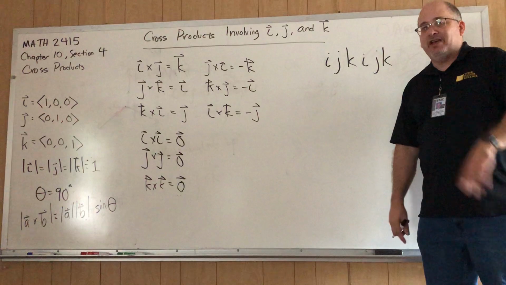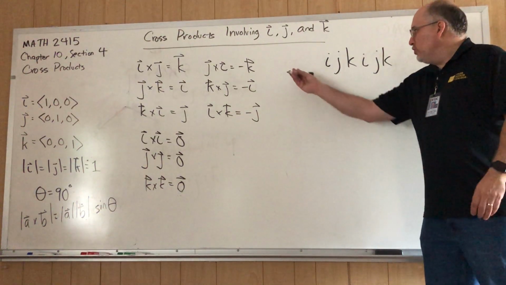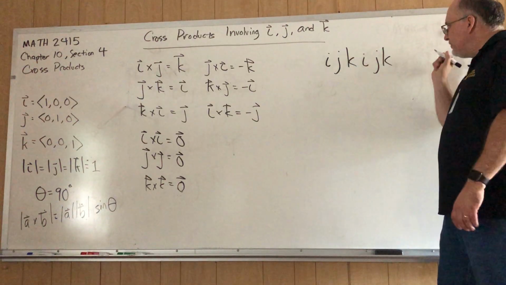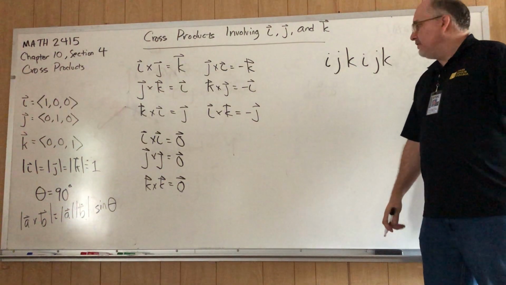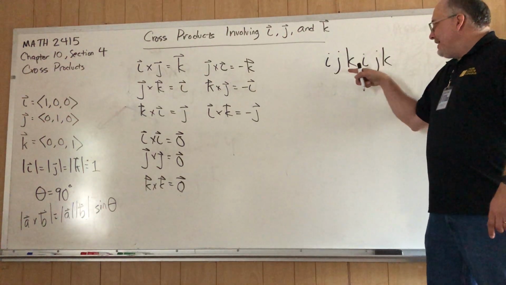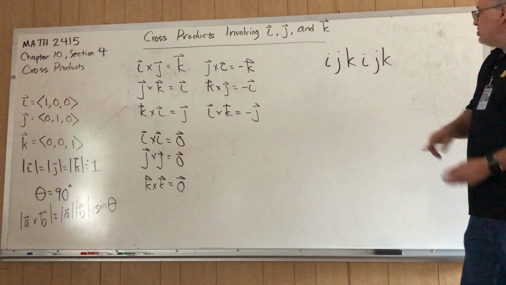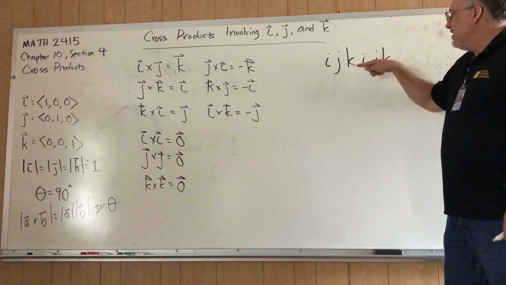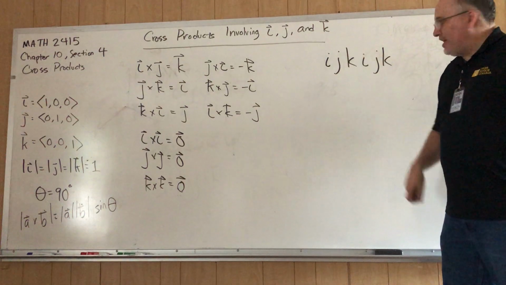the letters I, J, K in a row twice. If you take the product of two going left to right, it's the next one. If you go right to left, it's the next one, but negative. I cross J is K, J cross K is I, K cross I is J. Going backwards, K cross J is negative I, J cross I is negative K, I cross K is negative J.